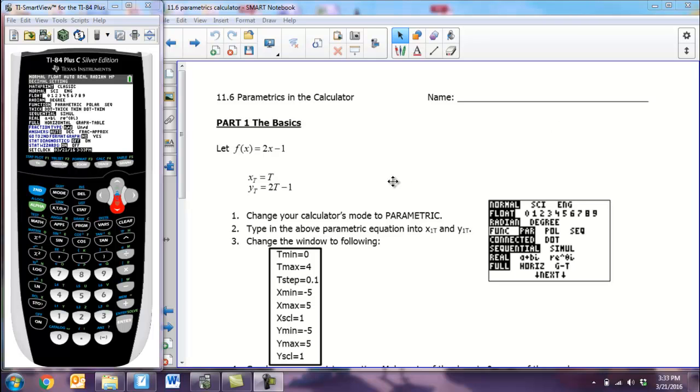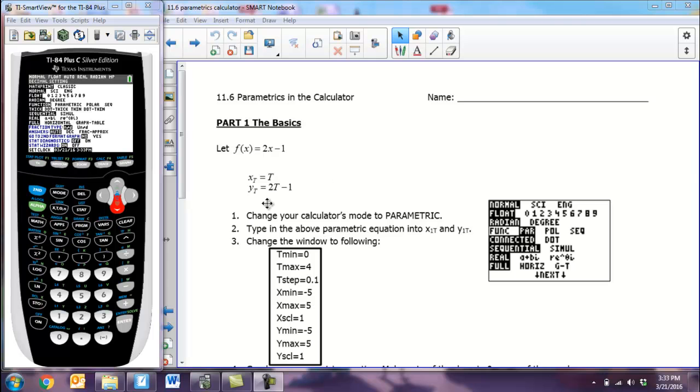Hey guys, today we're looking at parametrics in the calculator, and we did this in class, so hopefully this is just a refresher for you, or if you missed class. If you remember, a parametric equation is basically each of the coordinates of my points defined in terms of another variable t, and that usually stands for time.